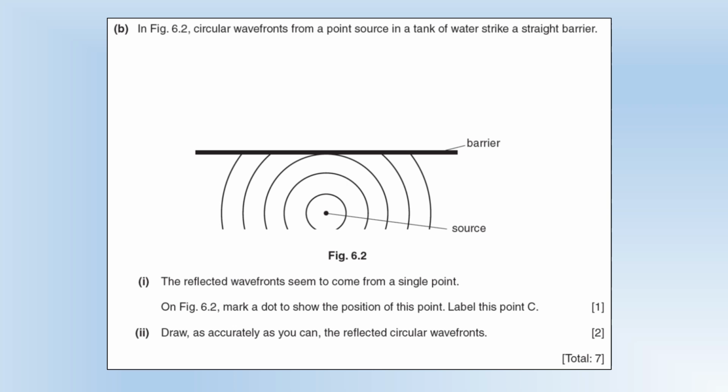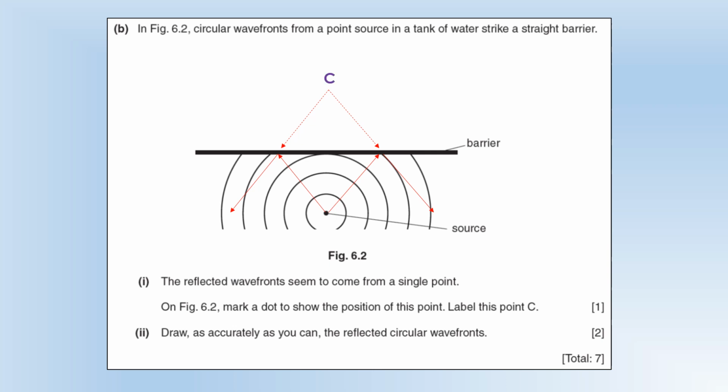So the thing I'm going to do is I'm actually going to construct ray diagrams. Remember, rays always travel perpendicular to wavefronts. So that's what I've done. And I'm going to do another one as well. And just as before, I'm going to extrapolate the reflected ray back. And we can see that they converge at this point. And it should be no surprise, it's equidistant from the barrier as the source.